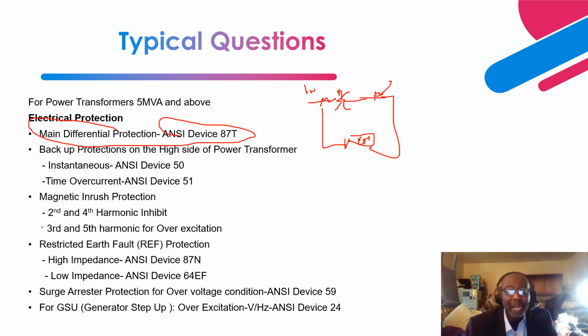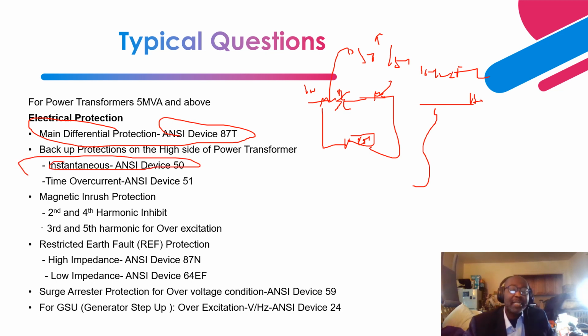Then you have a backup protection, usually on the high side. You have a 50/51, instantaneous and time overcurrent. If for whatever reason your differential protection should fail, your fault is going to evolve. There's a high set point, let's say 10 to 12 times your full load current, and that is when the instantaneous element comes into play. Then your time overcurrent is based on overload: at 1.25, it picks up and starts timing.